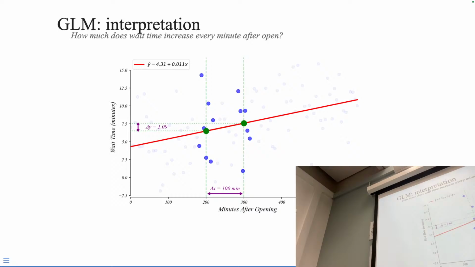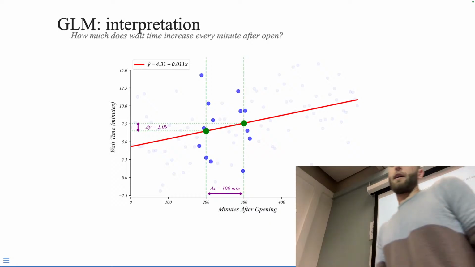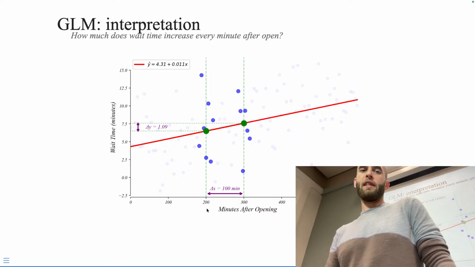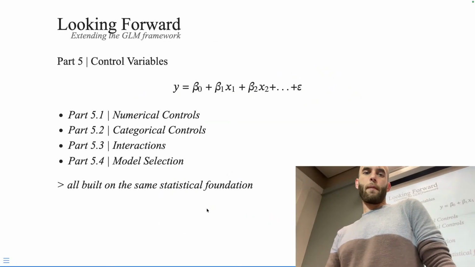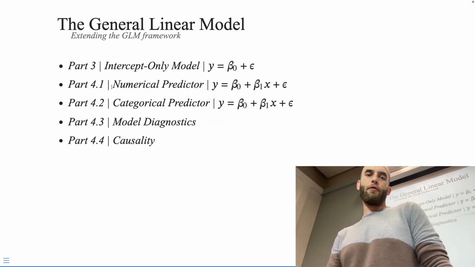Beta 1, the slope, tells us how much the vertical axis changes when we change the horizontal axis by 1. So this is a picture of changing by 10, but we walked through the exercise for the interpretation of 1 unit in the exercise. Okay, so this is where we've come from.